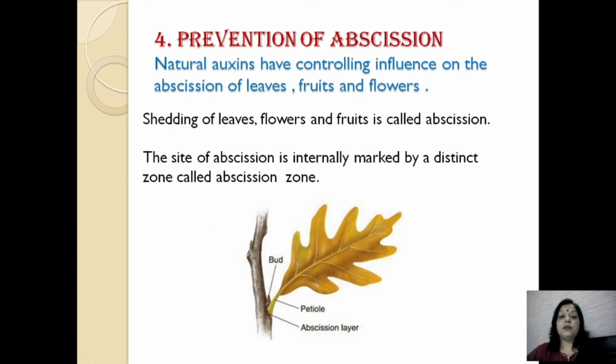Prevention of abscission. Natural auxins have a controlling influence on the abscission of leaves, fruits and flowers. What is abscission? Shedding of the leaves, flowers and fruits is known as abscission. And abscission always takes place due to the formation of a distinct zone which is known as the abscission zone. The abscission zone is formed between the petiole or pedicel or fruit stalk and the stem at the point of attachment.